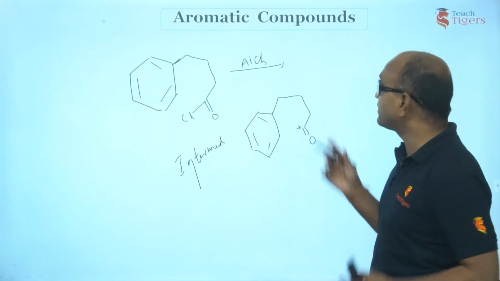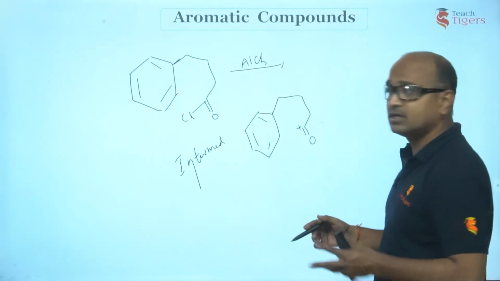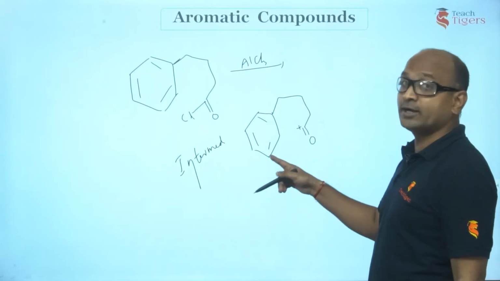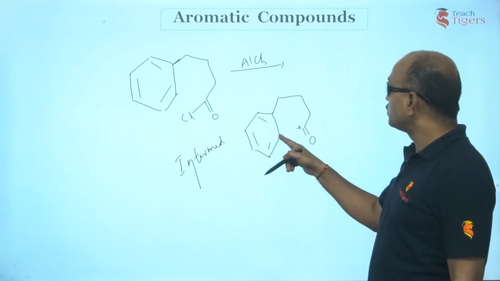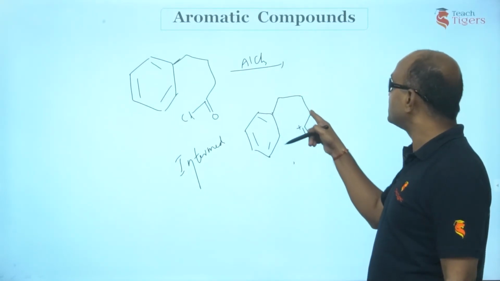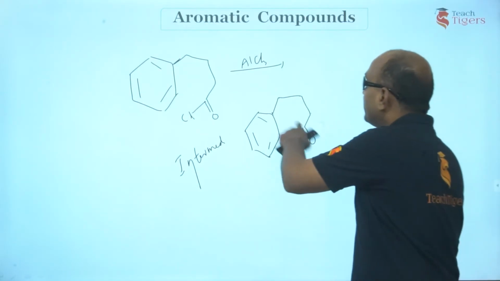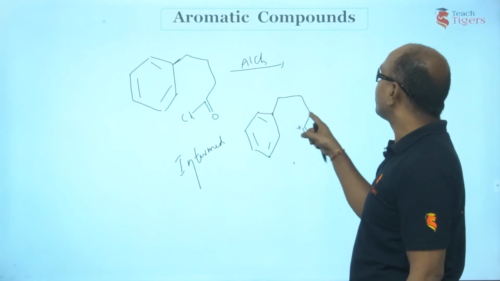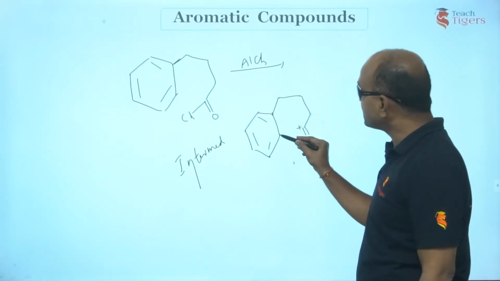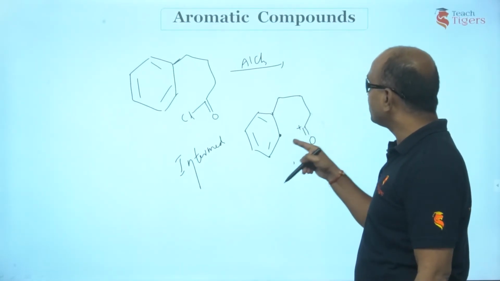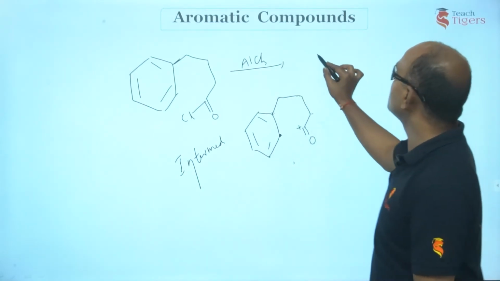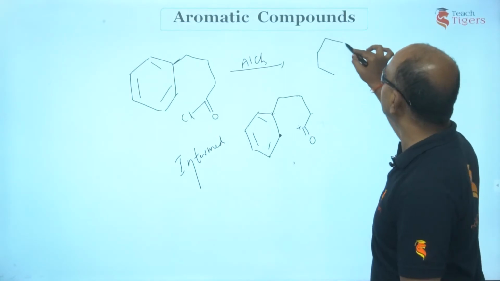So how many members are there in the way of attack? Shall I write here? See what would happen if you write here. If this carbon attacks here, how many membered ring would you get? 1, 2, 3, 4, 5, 6, 7 membered ring. Can it attack here? Let us check. 1, 2, 3, 4, 5 membered ring. What if it attacks here? 1, 2, 3, 4, 5, 6. 6 membered rings are stable. So I write the product here like this.